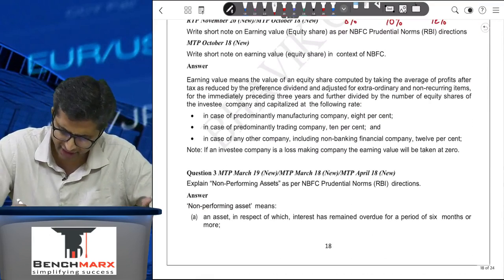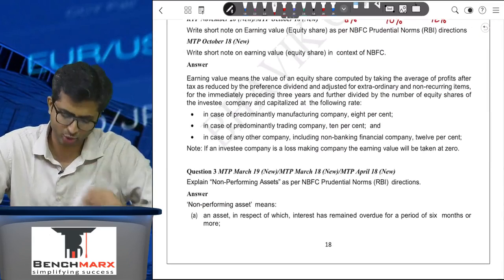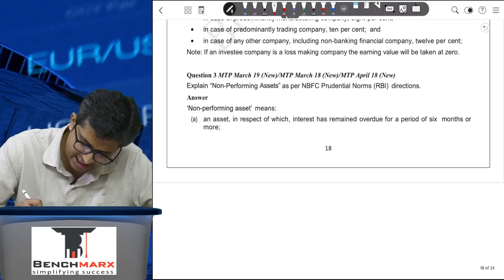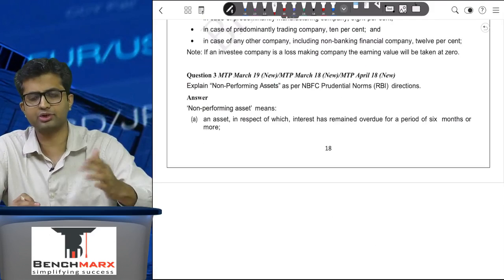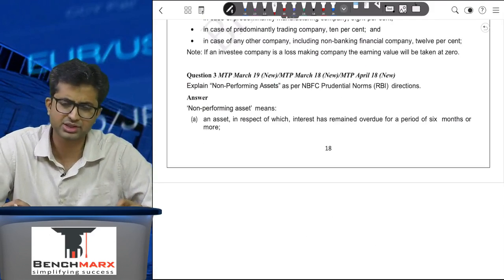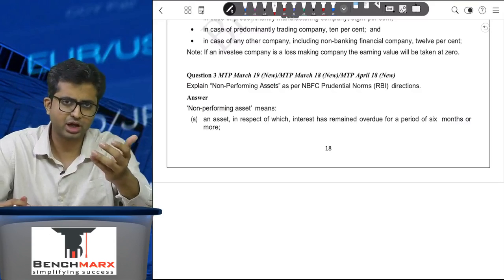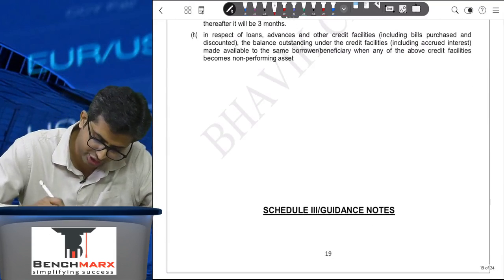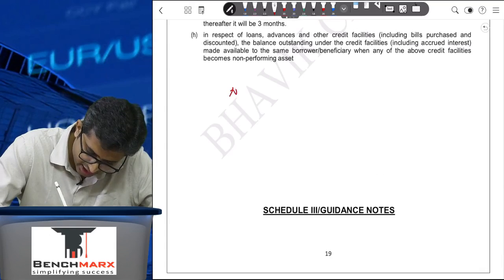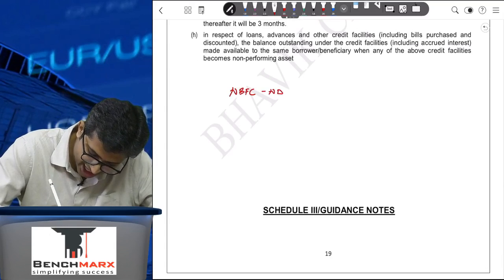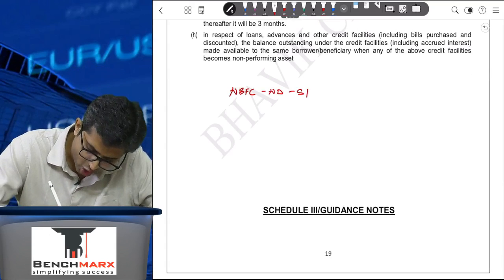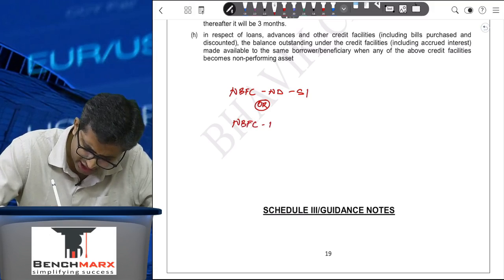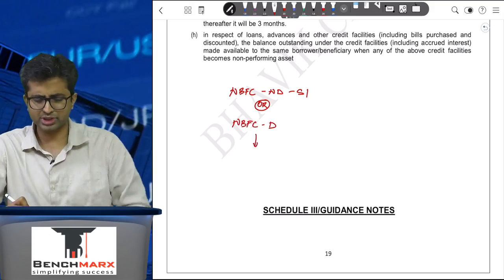Okay, then you have non-performing assets for NBFCs. Again, typically over here the general rule you have to remember is that there are two types of NBFCs. There is NBFC-ND-SI, that is non-deposit taking NBFCs of systemic significance, and NBFC-ND, which is not of systemic significance. So the general rule is if it is NBFC-ND-SI, of systemic significance, or NBFC-D, you should remember, these are deposit taking NBFCs. ND is non-deposit taking, D is deposit taking.